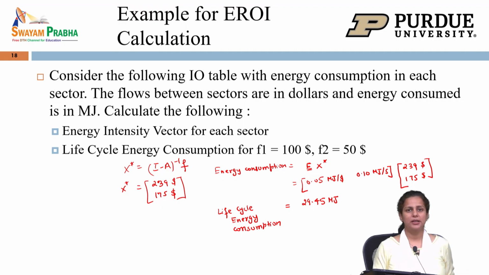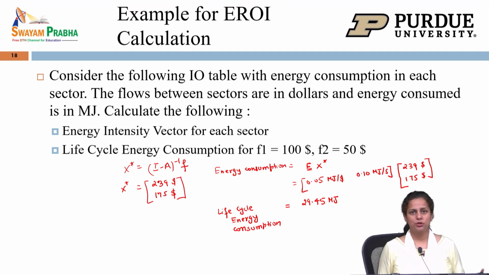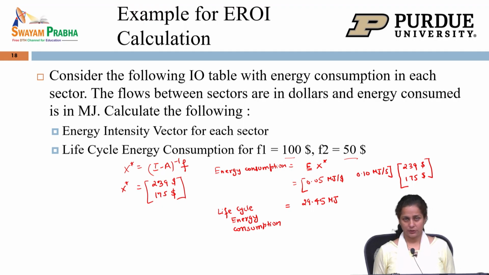So that is the total life cycle energy consumption for the whole economy, which means it is the life cycle energy consumption to produce $100 worth of product from sector 1 and $50 worth of product from sector 2. Now let's go to calculation of energy return of investment.